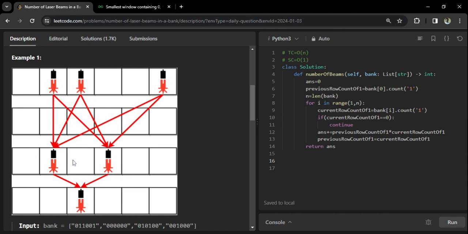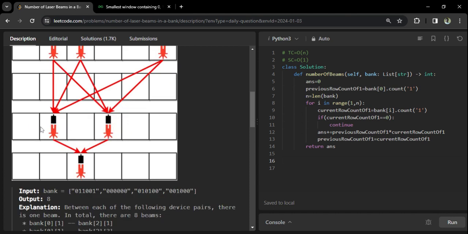So please come to this point. This is how you are going to code it: the number of devices in row 1 into the number of devices in row 3 will give me the number of beams. So 3 devices, right? How many devices are in row 3? 2. So what is 3 into 2? 6. Please count it by yourself. There are 6 beams. So this is how we are going to find out.